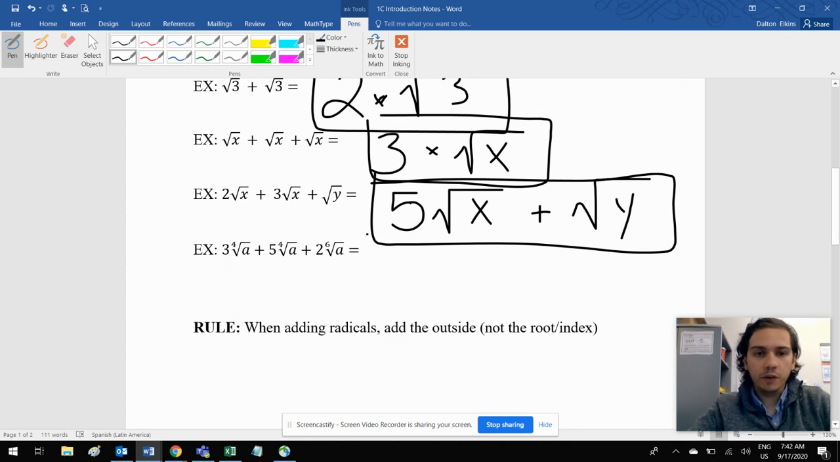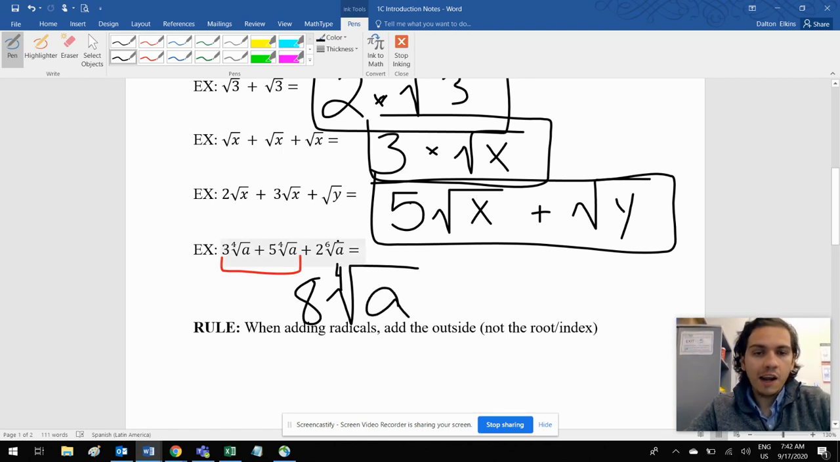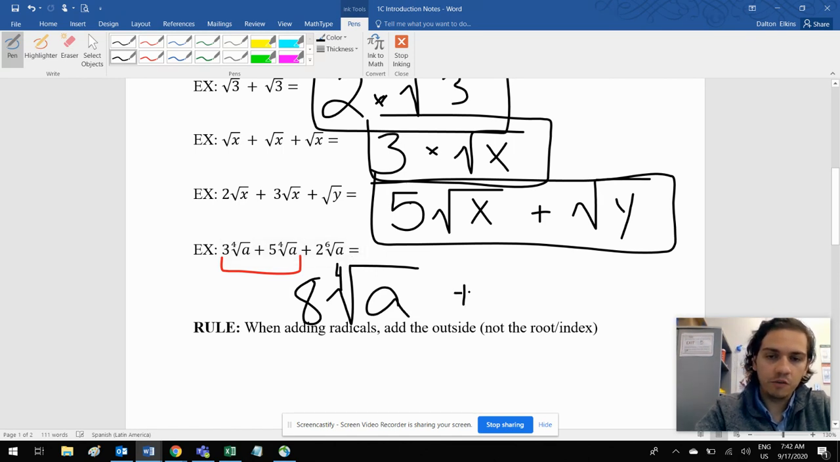And here's another important rule. You have to look at the index, the root, this little number that's in the wedge of the radical, in that little triangle place. We do have to care about that. So if I have 3 times the 4th root of a plus 5 times the 4th root of a, these two I can combine. I can put those together. So 3 plus 5 is 8. And I'm still going to retain that 4th root quality of a. Now I can't combine it with this 2. I can't add 2 more to this because this is the 6th root of a. So I'm just going to add that on at the end there. Because I can't combine them. I can't put them together.